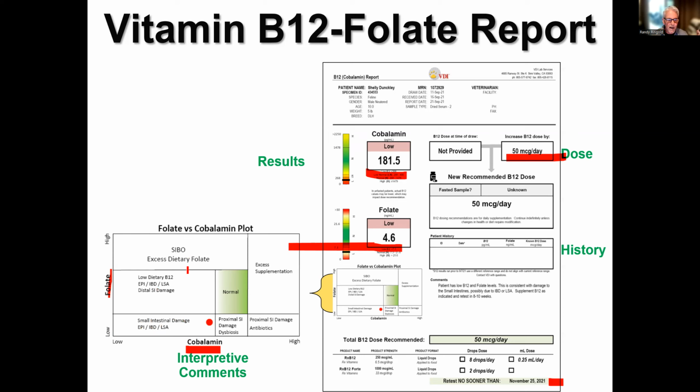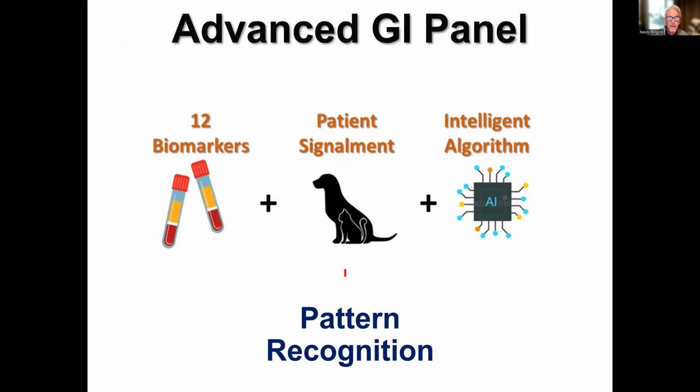Like, if folate's high and B12's low, there might be possible bacterial overgrowth. Conversely, if folate's low and B12 is normal, there might be dysbiosis. And when B12 is high and folate is low, there might be overuse of antibiotics, sort of the flip side of this equation. For lymphoma and those types of diseases, they tend to fall into this zone on this side, and we use this data to help give you the answers that you're looking for.